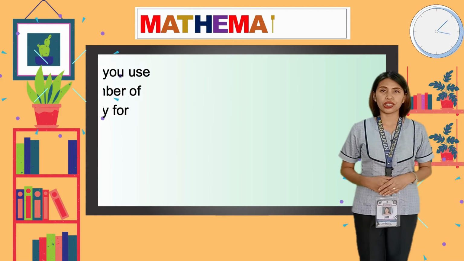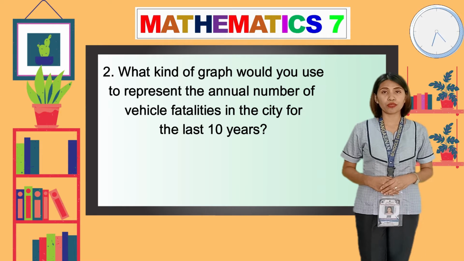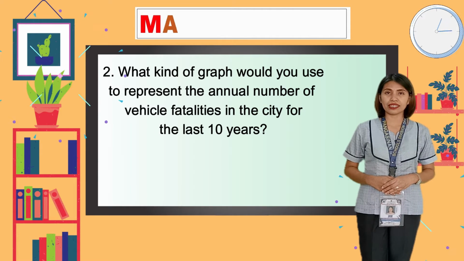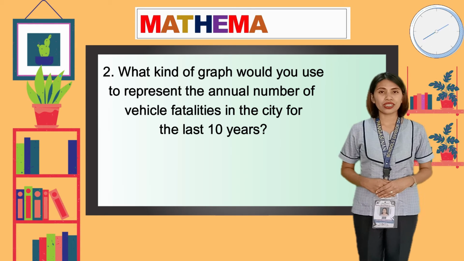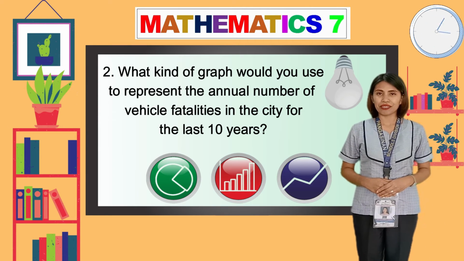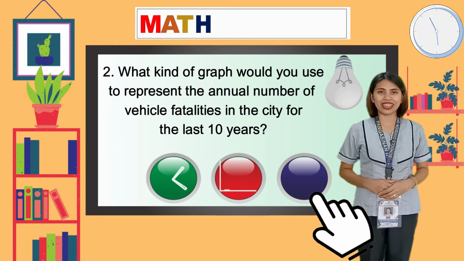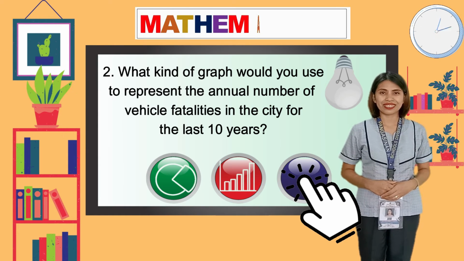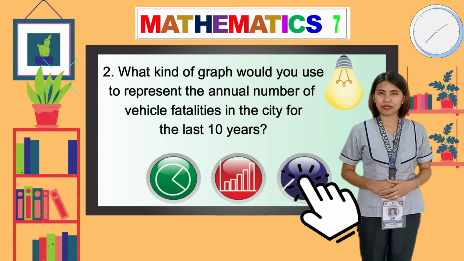Number 2 question. What kind of graph would you use to represent the annual number of vehicle fatalities in the city for the last 10 years? Is it a pie chart, bar graph, or a line graph? Let's see if your answer is correct. You're right, it's a line graph.